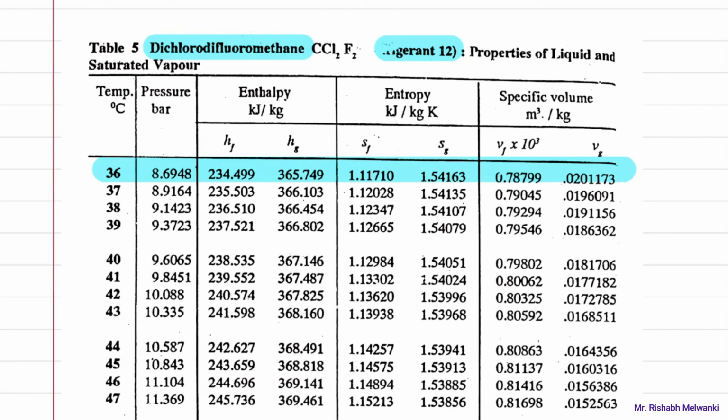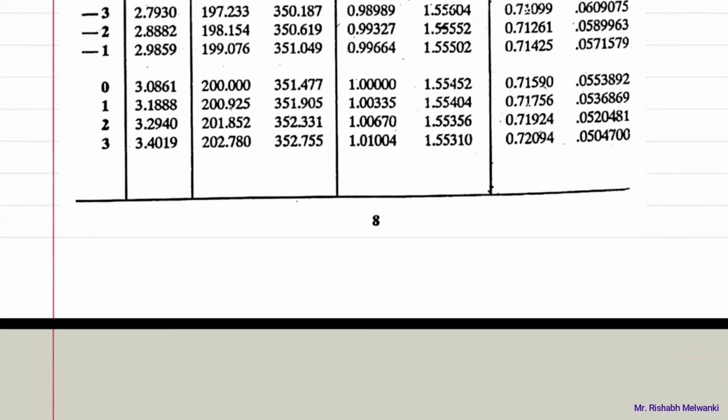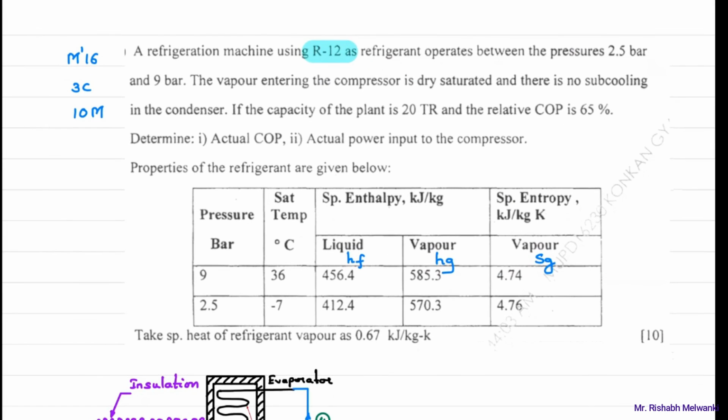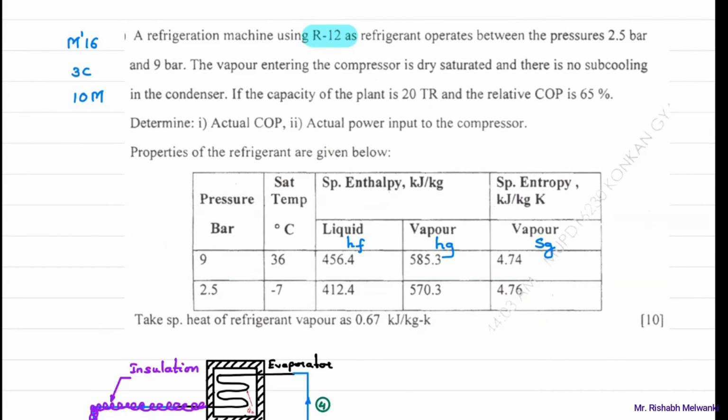So around here somewhere you will have that 9 bar, and 2.5 bar is at this one. Here you will find 2.5 bar in between over here. Now they have rounded off the value for 2.5 bar. They have given the temperature as -7. But the -7 temperature is for 2.4355 bar in the actual case. So certain rounding off they have done in the given question. So we have to see the given table, and then whatever is asked we have to find.